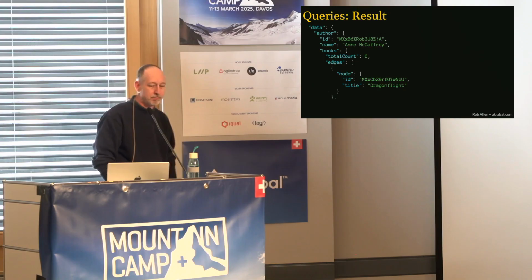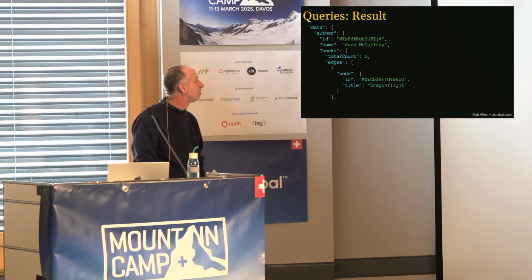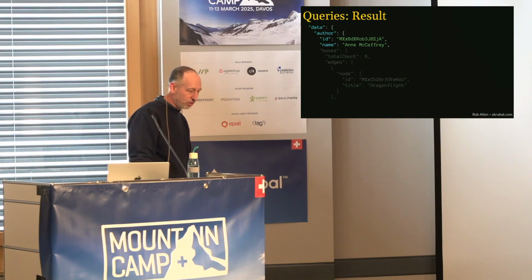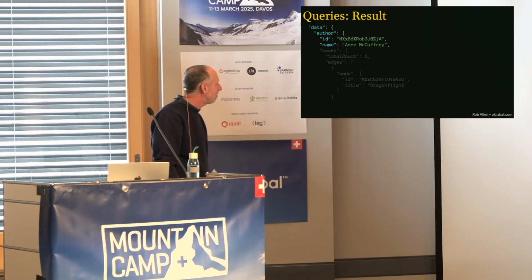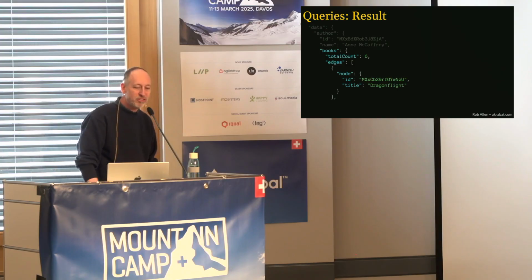You get the result back. Handily, it's keyed by the word data. Now this genuinely is JSON, which makes it easy to parse. There's our author object, and there's our ID and name. You'll note we don't get anything else because we didn't ask for it. There's our books embedded collection.